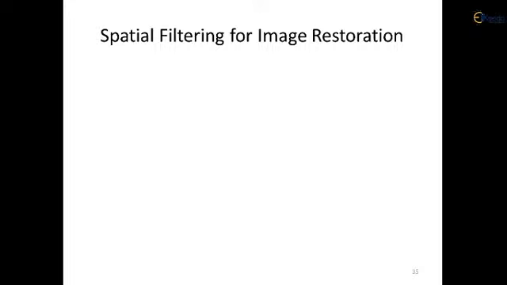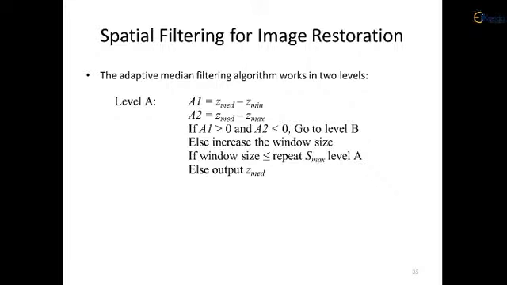So we can also represent them in algorithmic form. The algorithmic representation of this particular process can be better explained with two levels. First of all, level A, where we obtain A1 by subtracting Z minimum from Z median, whereas A2 is the subtraction of Z maximum from Z median. If we have A1 greater than 0 and A2 less than 0, we have to go to another level we are going to describe.